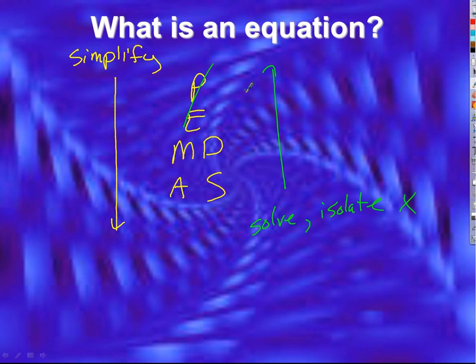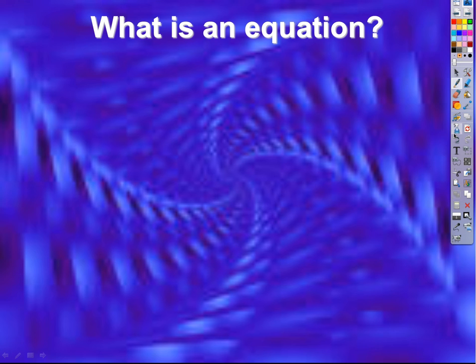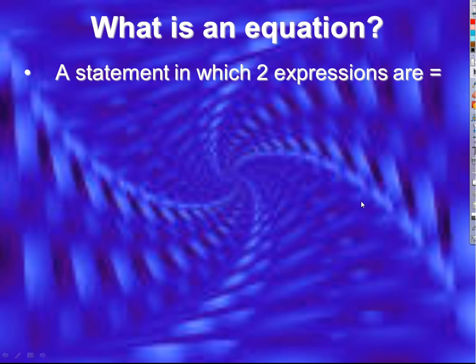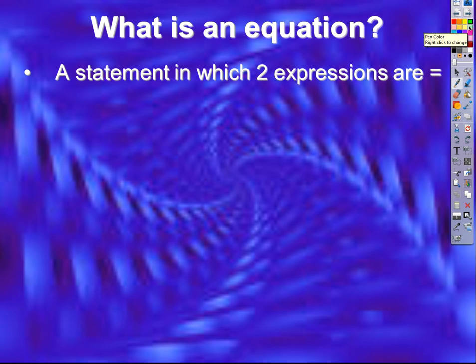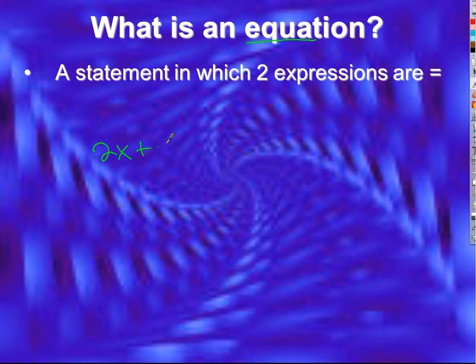Okay? So let's look at that in action a little bit here. Okay, so what is an equation? Well, an equation just involves an equal sign, right? It's a statement where we have two expressions that are equal to each other, so it has to have an equal sign in it. If it doesn't have an equal sign, that would be like an expression. So an example of an expression would be something like 2x plus 4. By itself, that's just an expression.